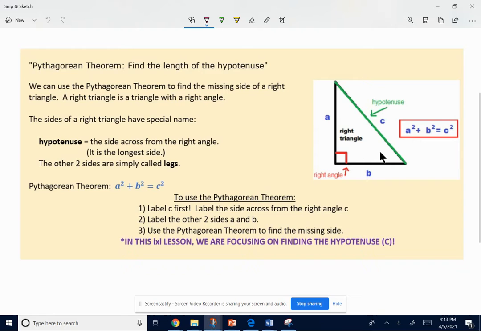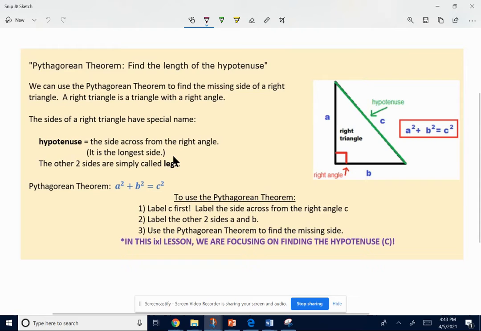And in this right triangle, we have special names for the sides. The side right across the street from the right angle is called the hypotenuse. Hypotenuse, it's a weird name. The other two sides are simply called legs.